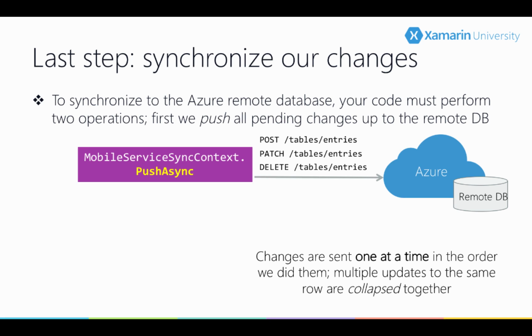So it uses the same operations we use with the live endpoint: post to add new records, patch to update, and delete to delete. Finally, if a record has multiple modifications against it locally, it was inserted then updated multiple times, only the final state of the record will be transmitted to Azure on a push. It will not be pushed multiple times.